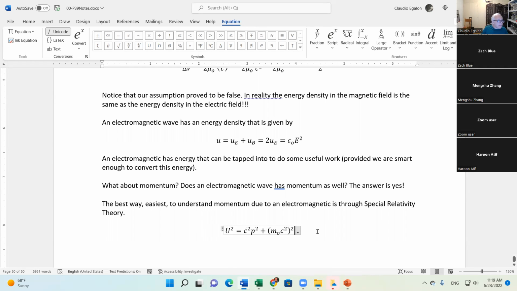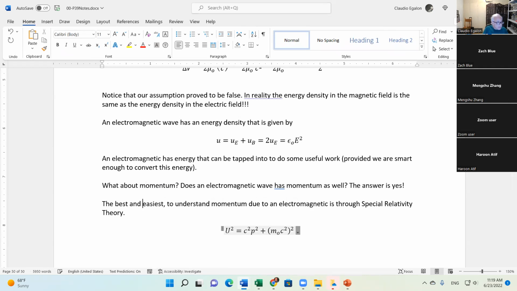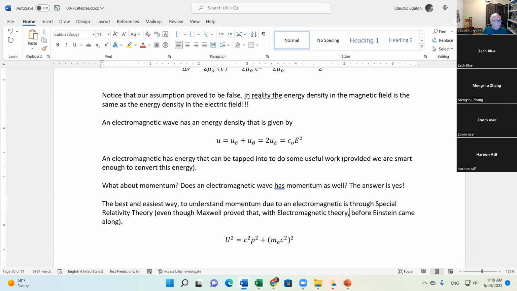The best and easiest way to understand momentum is through special relativity theory, even though Maxwell proved that with electromagnetic theory before Einstein came along, right?